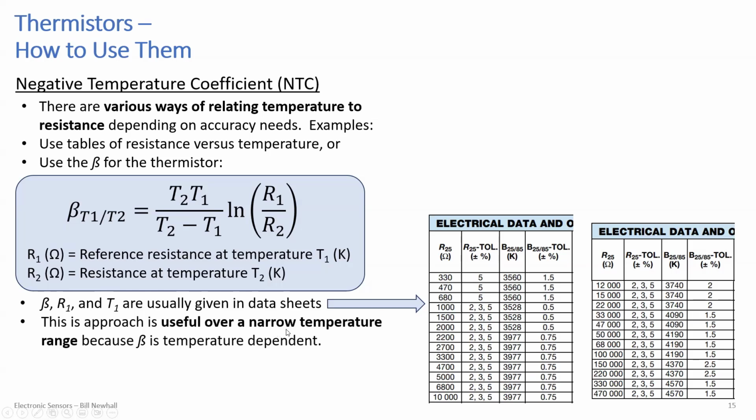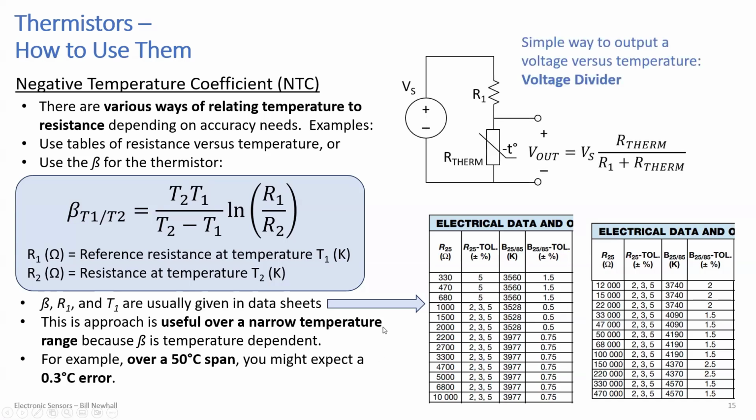So this approach is useful over a relatively narrow range because beta is actually temperature dependent. So over a 50-degree span, you might expect a 0.3 C error. That may be good enough, maybe not. But you can also use tables of temperature versus resistance to figure out the temperature based on resistance.